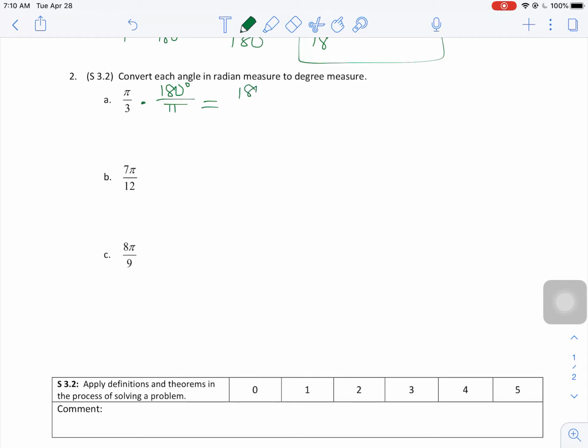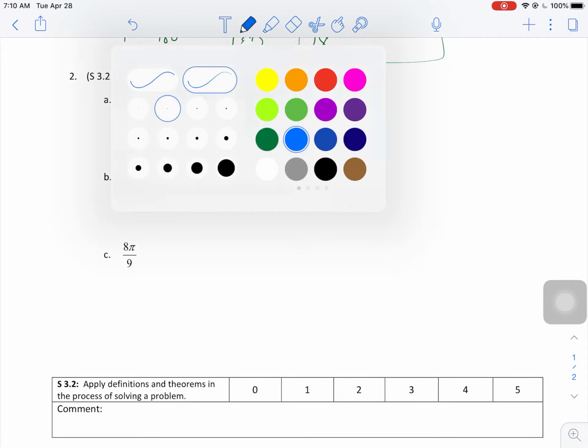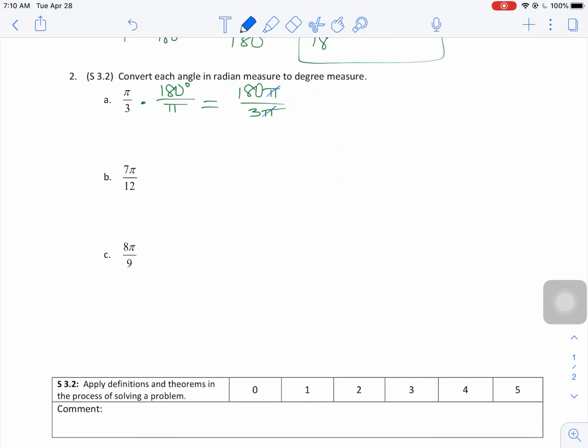So pi times 180 degrees is 180 pi. 3 times pi in the denominator is 3 pi. And then the pi's cancel out. And then 180 divided by 3 is 60. And then we went into degrees, so I should put a degree symbol on my answer.